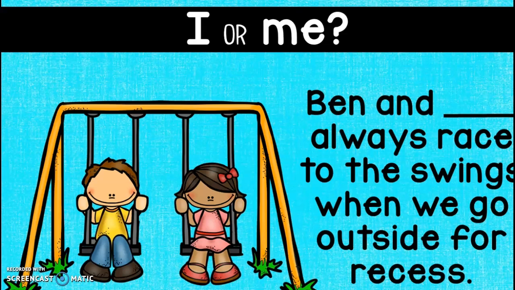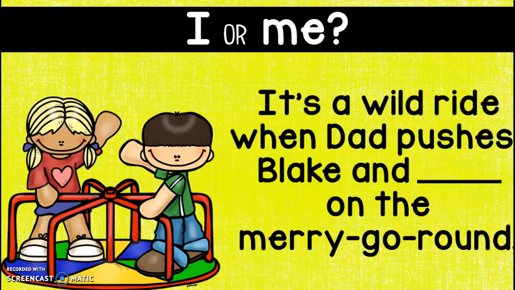How about, Ben and blank always race to the swings when we go outside for recess? So again, I'd cross out Ben and, I would reread the sentence, and I'd be left with I always race to the swings when we go outside for recess. It's a wild ride when Dad pushes Blake and blank on the merry-go-round. So I cross out Blake and, I reread the sentence, and me would be the correct answer.